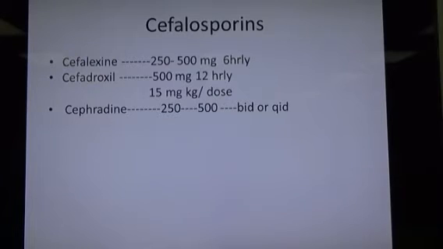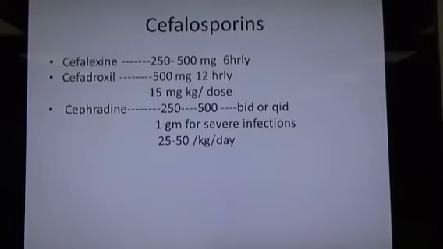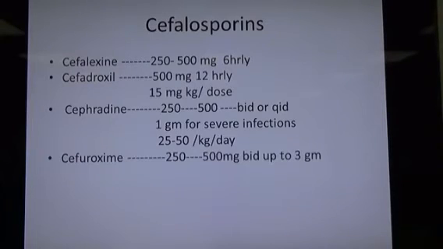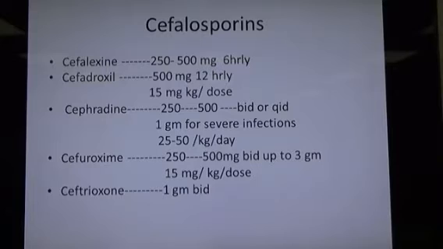Then cefradine. This is known as injection Velocef. This is injectable. This is 250 milligram BID or QID depending on the severity of infection. You can give up to 1 gram in severe infections, 25 to 50 milligram per kg per day. You should differentiate between per dose and per day. Then you have cefuroxime. This is known as Zinacef. This is injectable, basically. This is also given 250 to 500 milligram BID, up to 3 gram maximum dose, 15 milligram per kg per dose. Then ceftriaxone, adult dose 1 gram BID, 50 to 100 milligram per kg per dose.